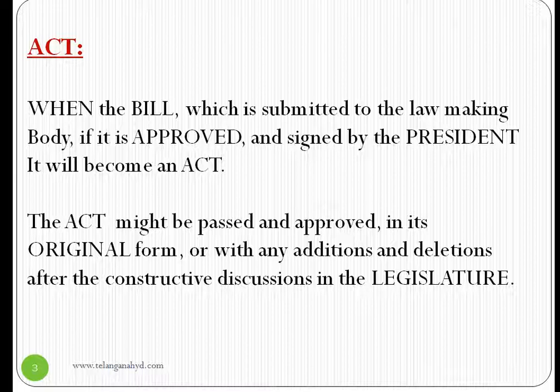Now let us see the second definition, for the word act. When the bill which is submitted to the law-making body is approved and signed by the concerned authority or signed by the president, it will become an act. An act might be passed and approved in its original form as it is submitted, or with any additions and also deletions after the constructive discussions in the legislature. That means once a bill is approved, it will become an act.